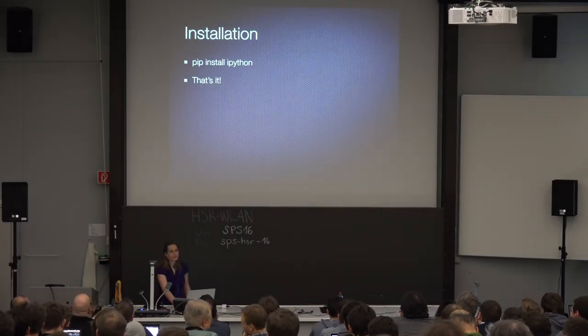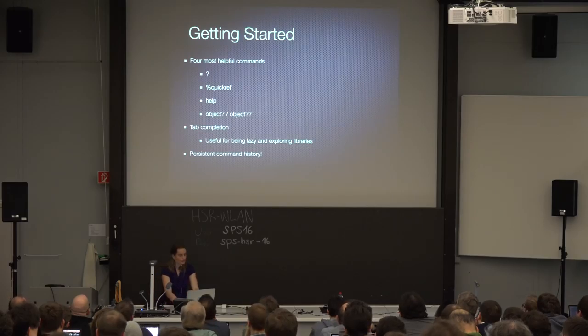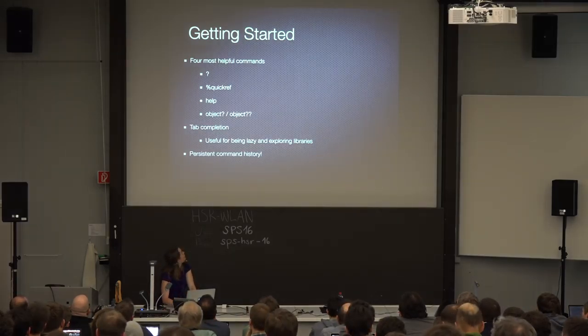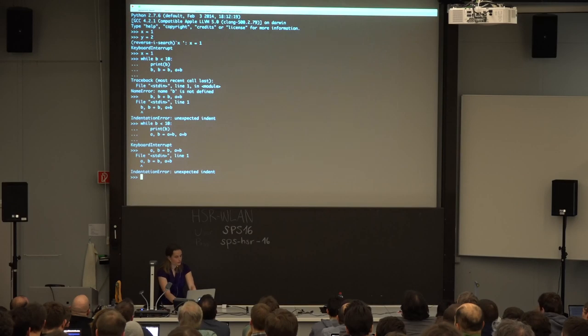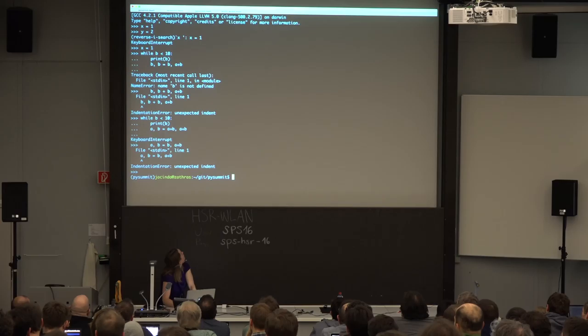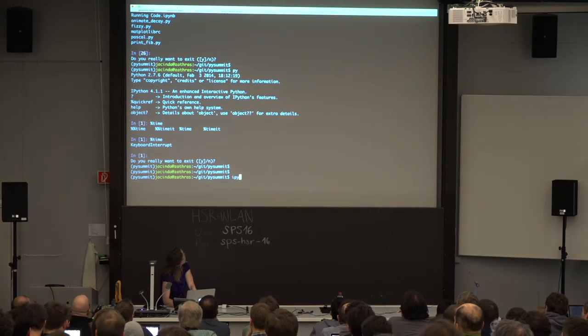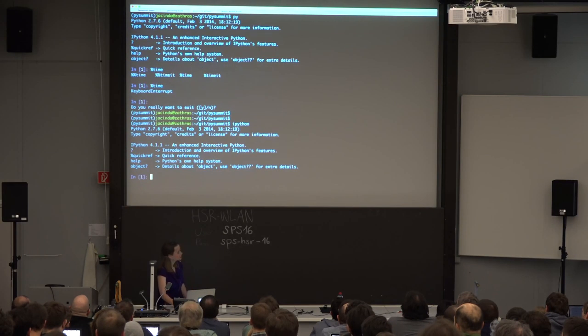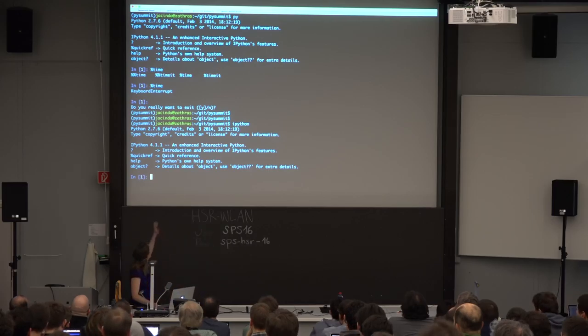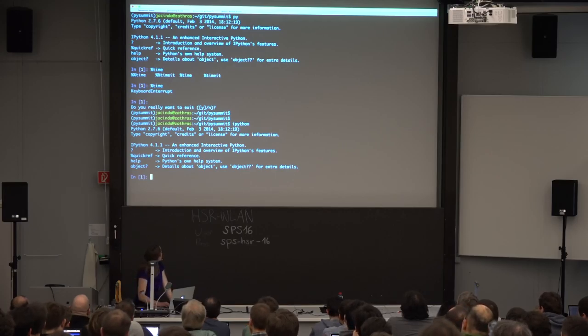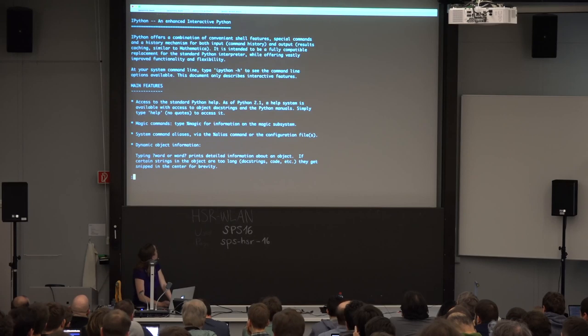pip install ipython is all you need to do to get IPython installed. When you first open up IPython, you'll see this instead of running Python. We've got this general output. This is the default output for IPython. It'll tell you about what they consider the four most helpful commands.